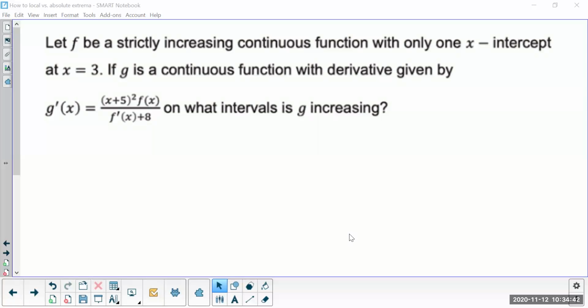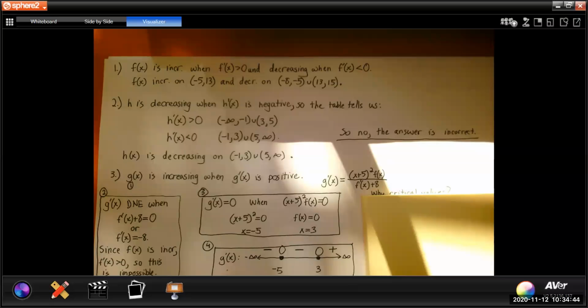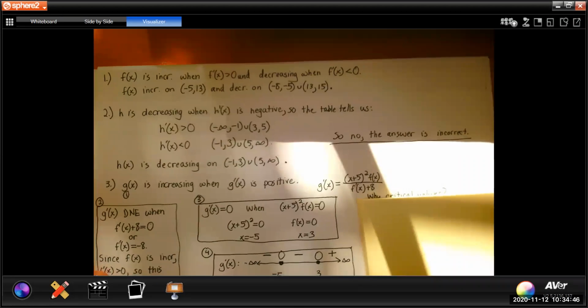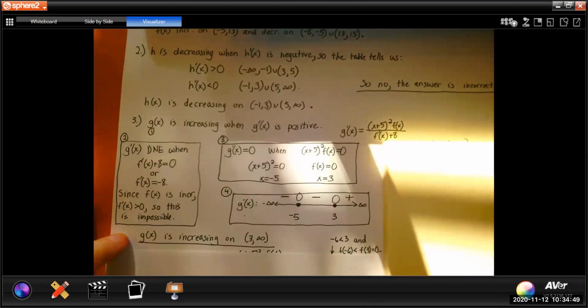Okay, swapping over here is my work for that question. And in order to come to the answer of g of x is increasing on the interval from 3 to infinity, I did 4 things.